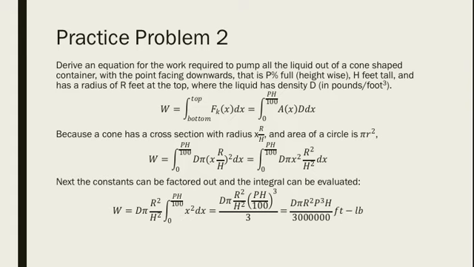Derive an equation for the work required to pump all the liquid out of a cone-shaped container, with the point facing downwards, that is p% full, height-wise, h feet tall, and has a radius of r feet at the top, where the liquid has density d.